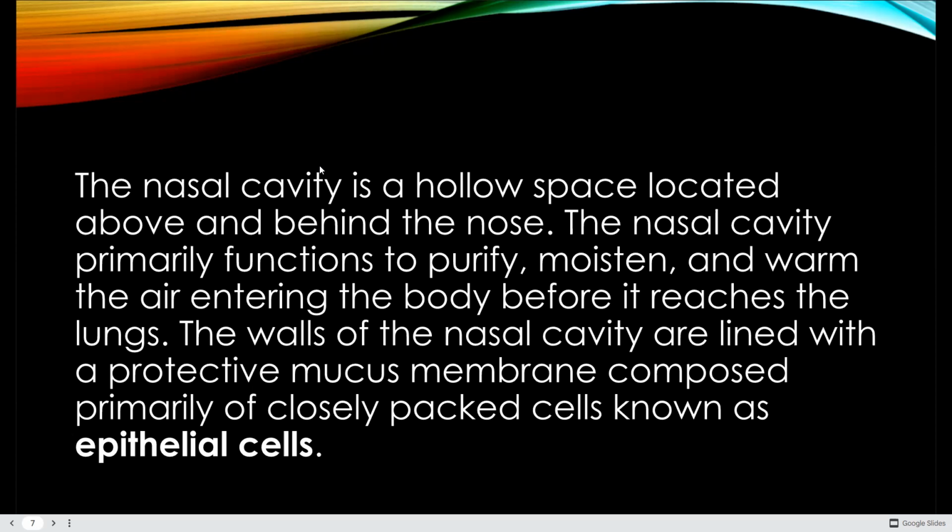Okay, mucous membrane composed primarily of closely packed cells known as the epithelial cells. Okay, your epithelial cells are actually on the walls of your nasal cavity. See, there are a lot of terminologies there that we need to take down. Okay. I learned this one when I was still in grade 6.